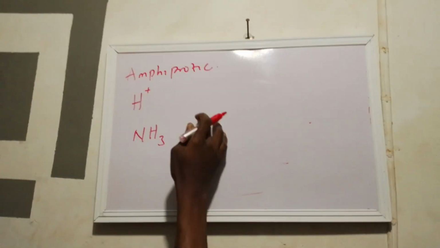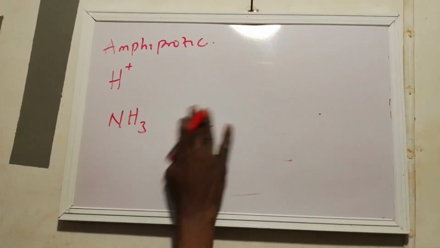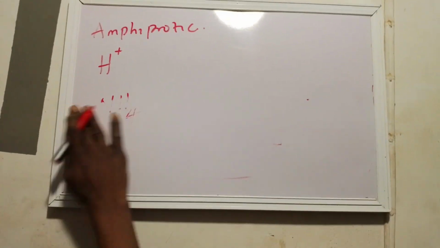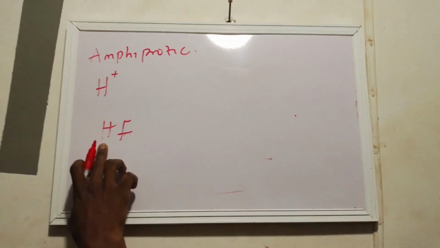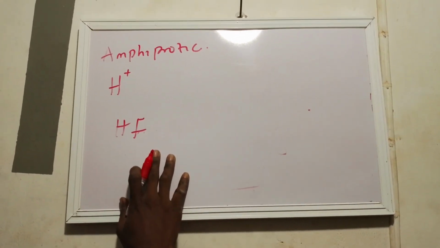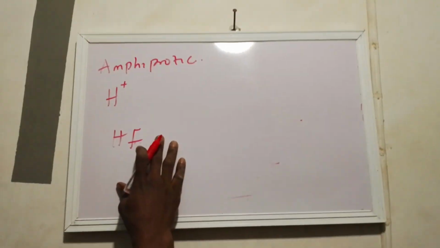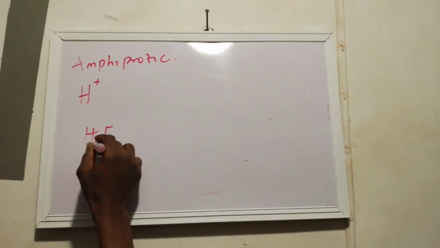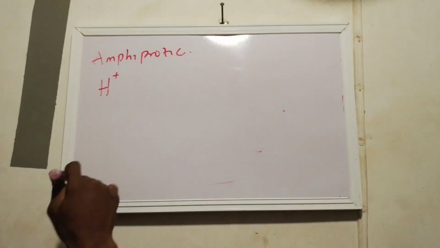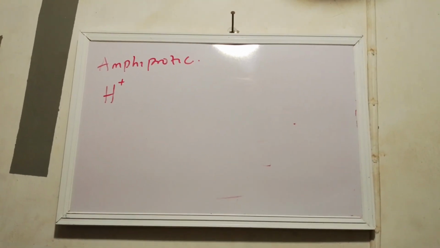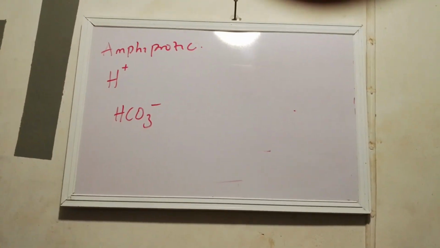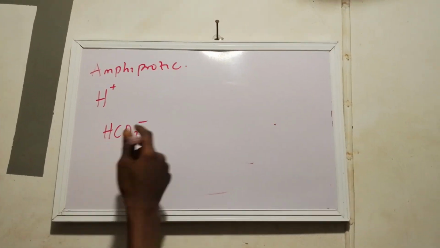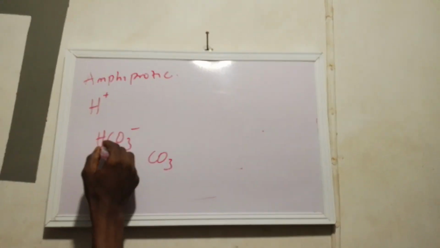But in the case of the last one, HCO3 minus, it can actually gain hydrogen to form trioxocarbonate 4 acid, which is a weak acid, and it can also lose its hydrogen to form a carbonate with other compounds. So that means the answer will be D.